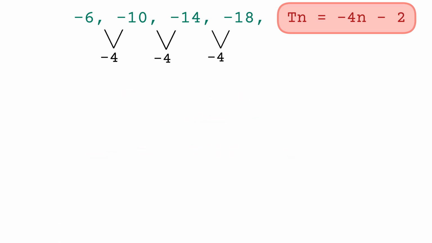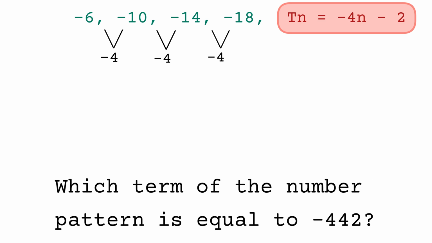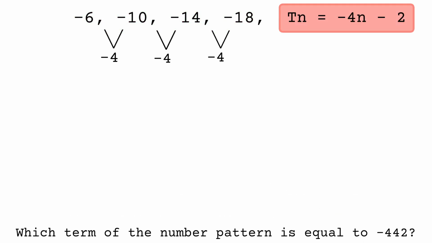The next question is, which term of the number pattern is equal to -442? In this question, we are basically told that there is a term in this sequence that is equal to -442, and we are looking for its position. We already have the nth term formula for this sequence, so we're going to use it to get to the answer. Tn equals -4n minus 2.